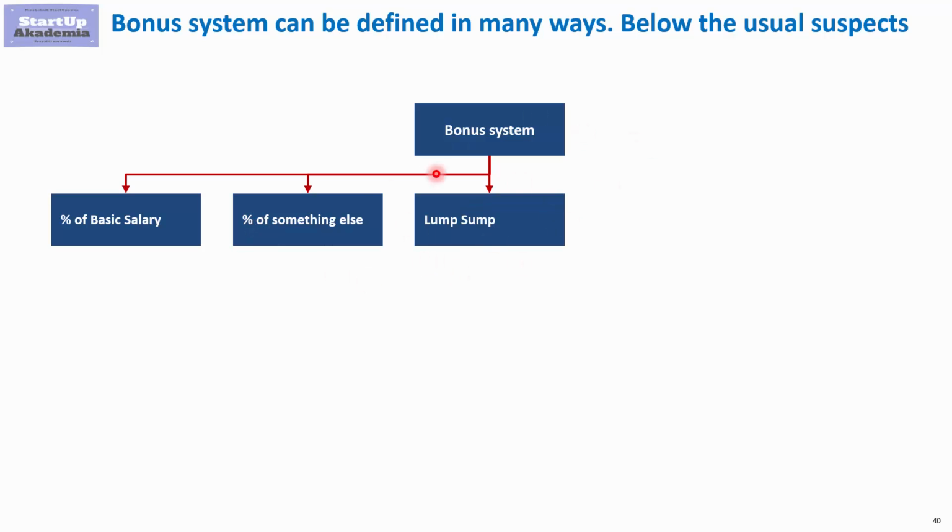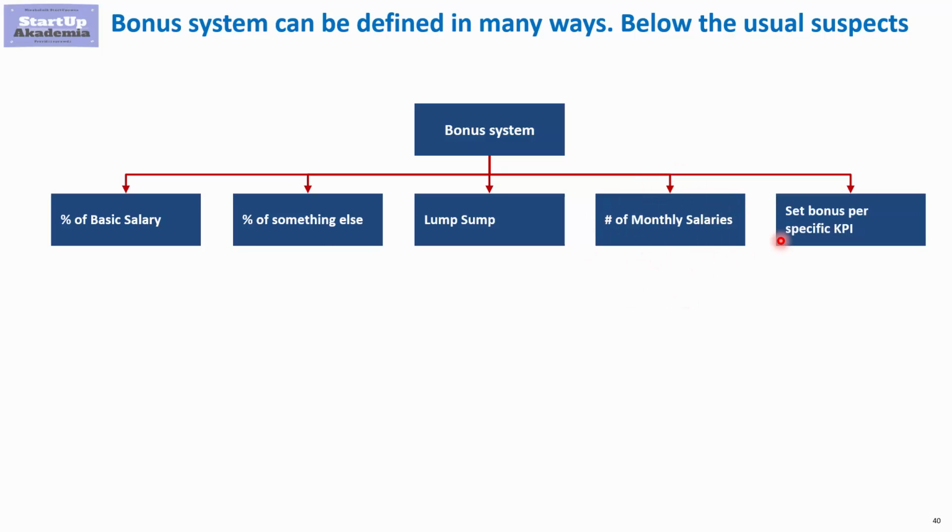A lump sum, so just a sum that is set in stone and does not really relate to anything. We can also have a number of monthly salaries. This is very popular in many companies. So they can tell you that, for example, at the end of the year, you get 3 monthly salaries as a bonus for the whole year. And finally, we can set bonus per specific KPI.